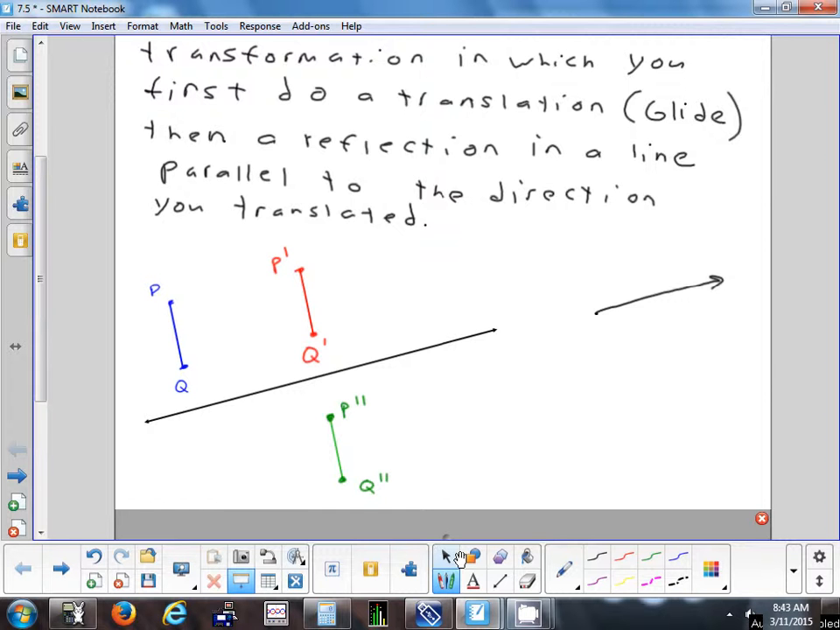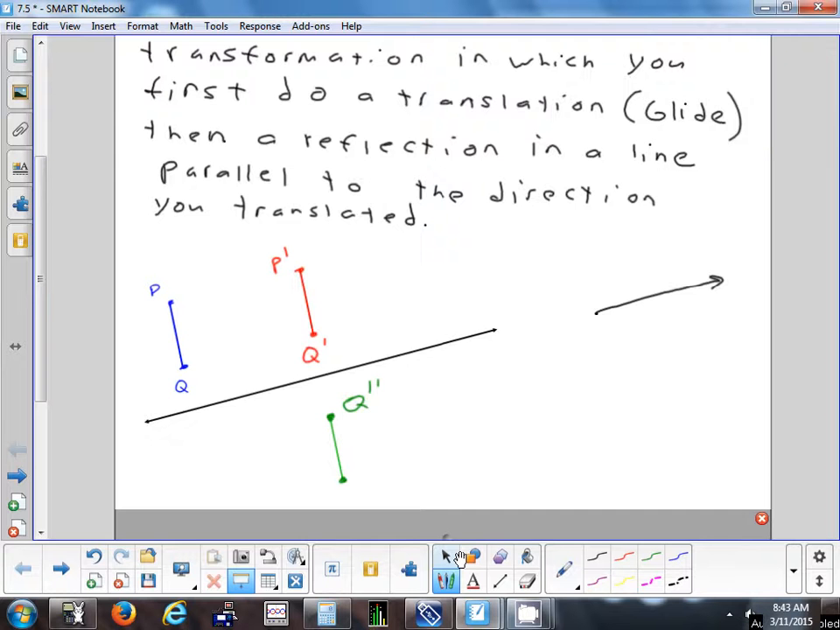Any question on that? I'm just looking at the blue and the red one. That one looks fine. But how about when I reflect it? Look at the points on the red segment and on the green segment. If I reflected it, what point would that top one be? Q double prime. Yeah, that would be Q.